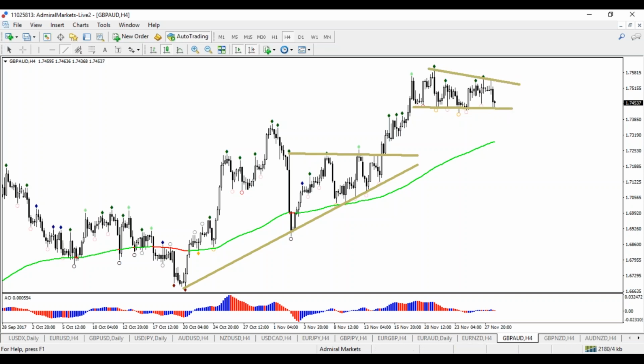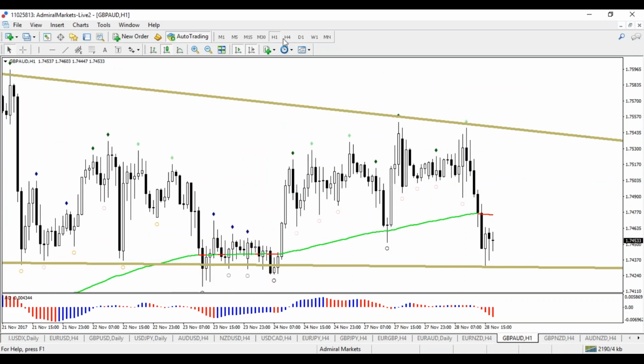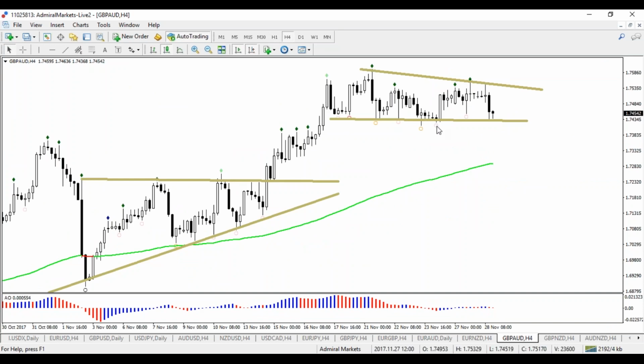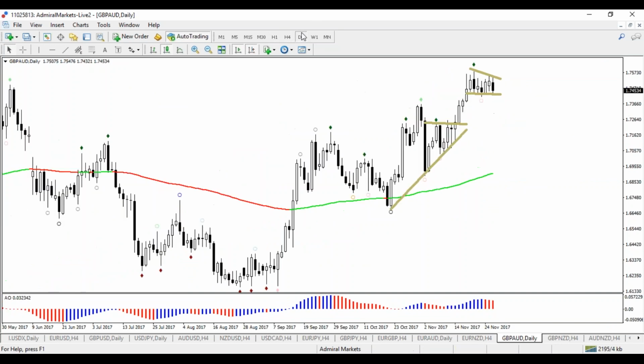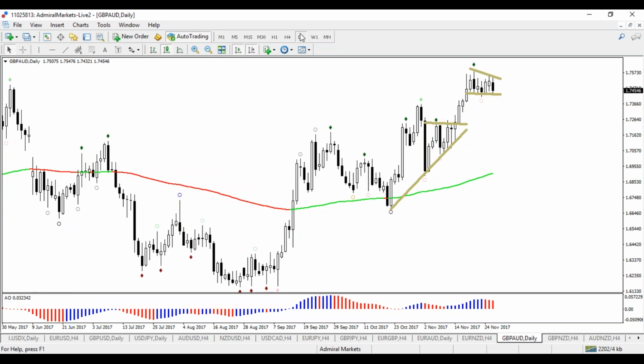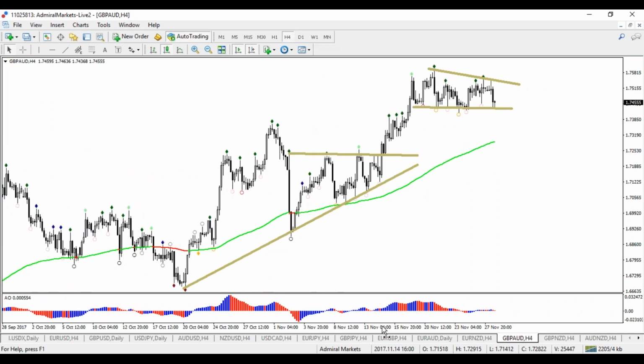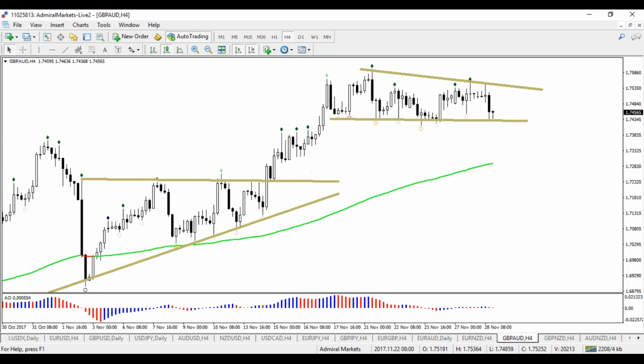Pound odd going sideways too. I don't know. Pound odd looks even more bearish than the euro odd in a way, but it is above support still. There could be a breakout here. This kind of correction like that could occur.